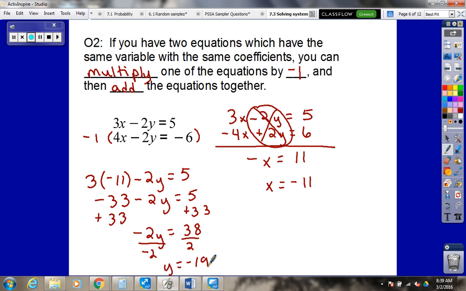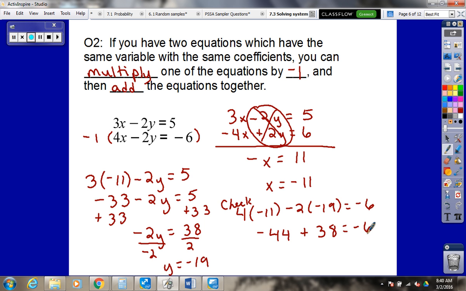Now I'm going to check that using the second equation. So check. 4 times x is negative 11, minus 2 times negative 19, equals negative 6. I end up with negative 44. Negative times negative is a positive. 38 equals negative 6, and negative 44 plus 38 is negative 6. So I know that I did that right.